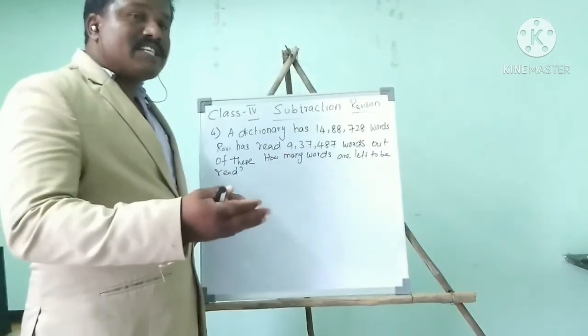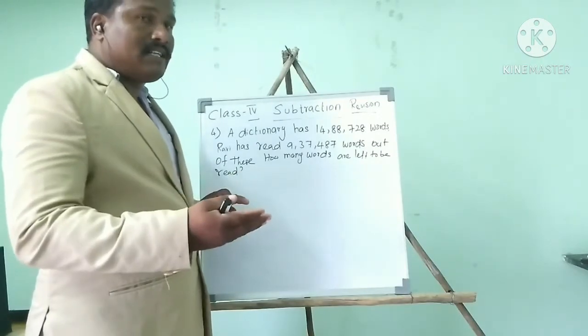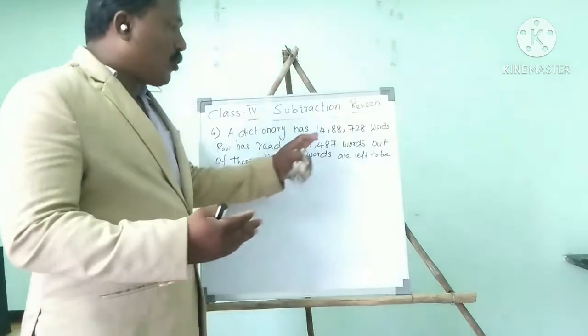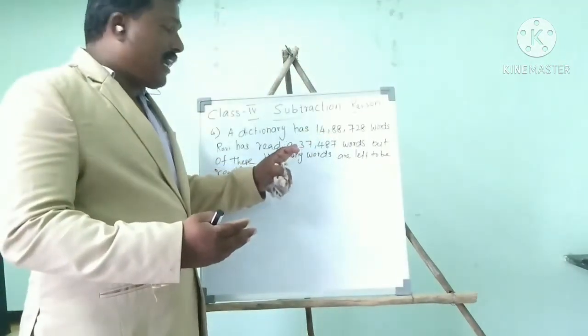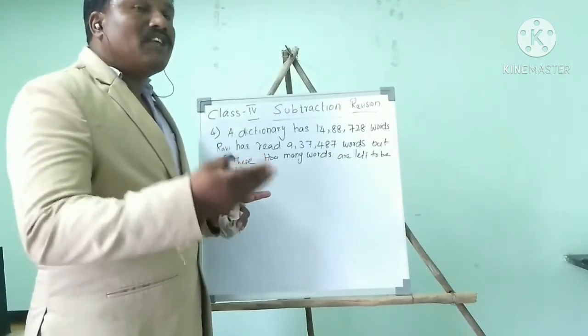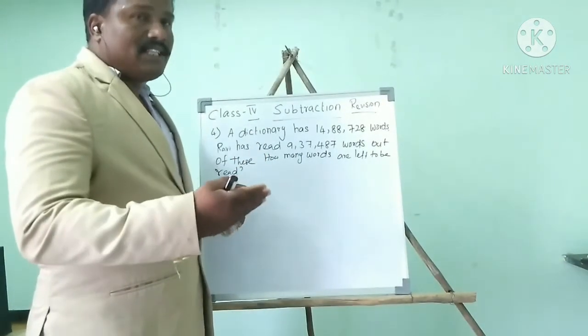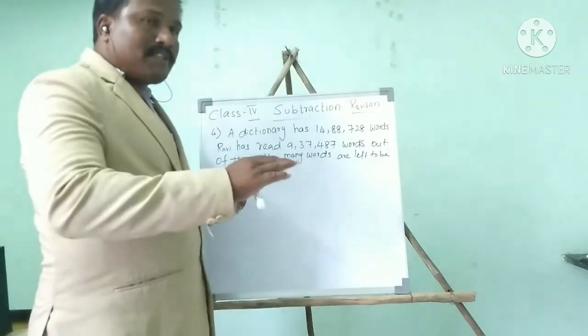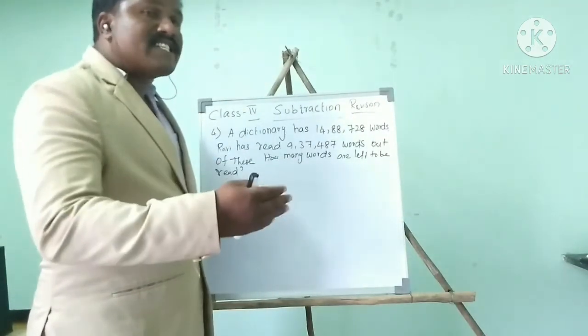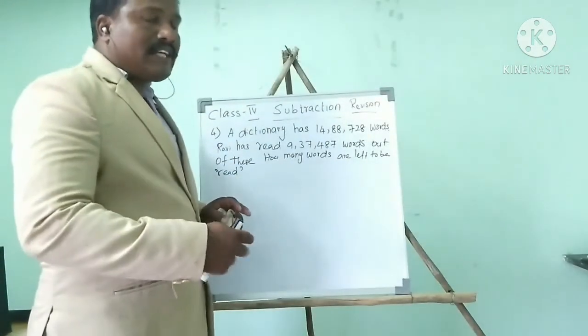So of the remaining words, how many words are left in the dictionary? So we want to find out. So total words are there. Ravi has read these words. So how many words remain, that he did not read? So we want to find out. So using subtraction, we can find out how many words he did not read.